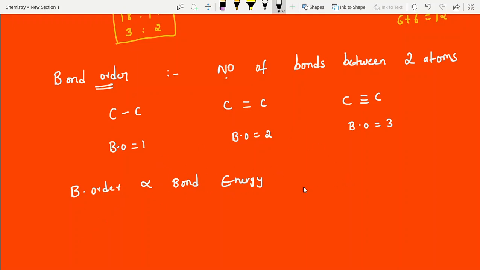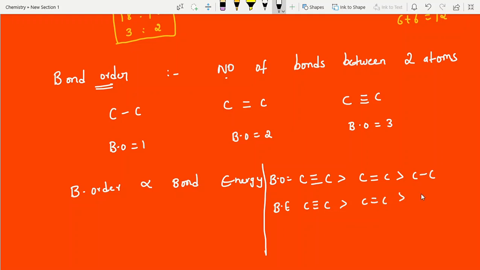Here, which has the higher bond order, can you tell? C triple bond C has more bond order. The order is C triple bond C, C double bond C, C single bond C. Bond energy also follows the same order: C triple bond C, C double bond C, and C single bond C.